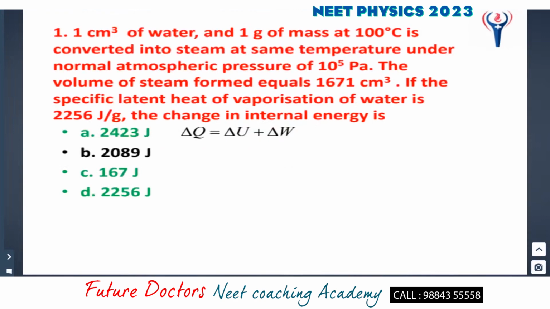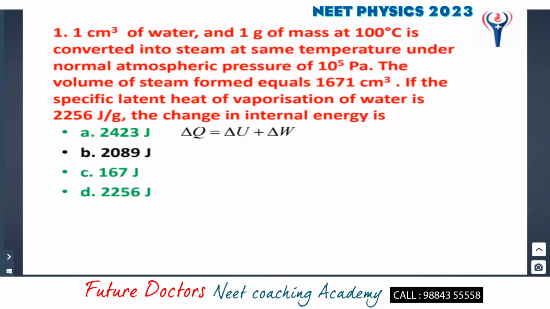Question 1. 1 cm³ of water, 1 gram of mass at 100 degrees Celsius, is converted into steam at the same temperature under normal atmospheric pressure of 10⁵ Pascal. The volume of steam formed equals 1671 cm³. The specific latent heat of vaporization of water is 2256 joule per gram. The change in internal energy is dash.